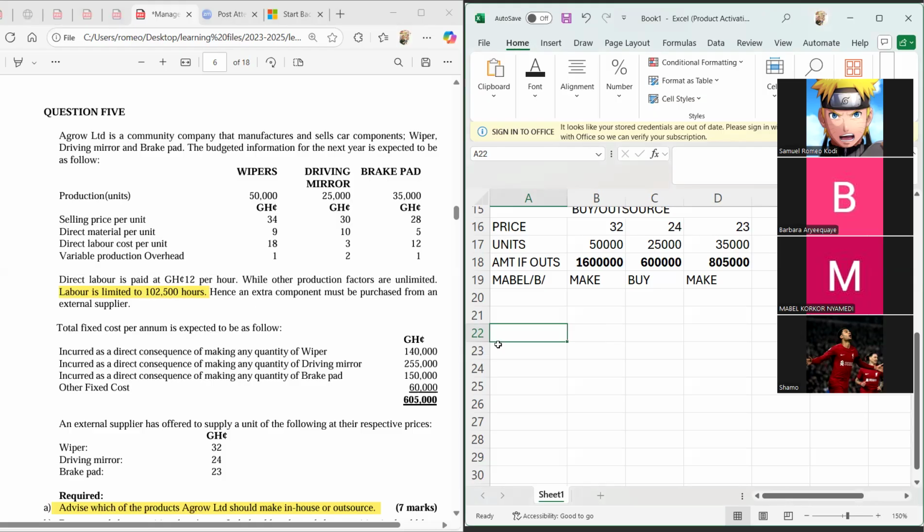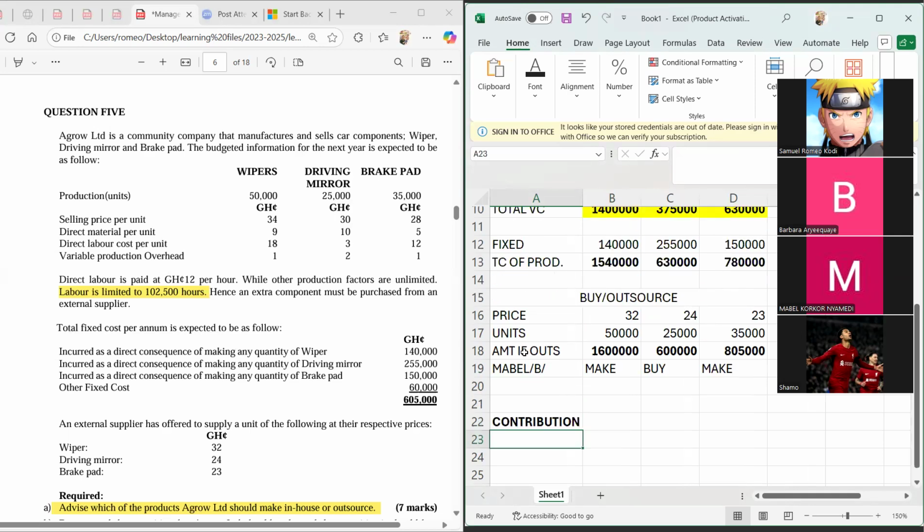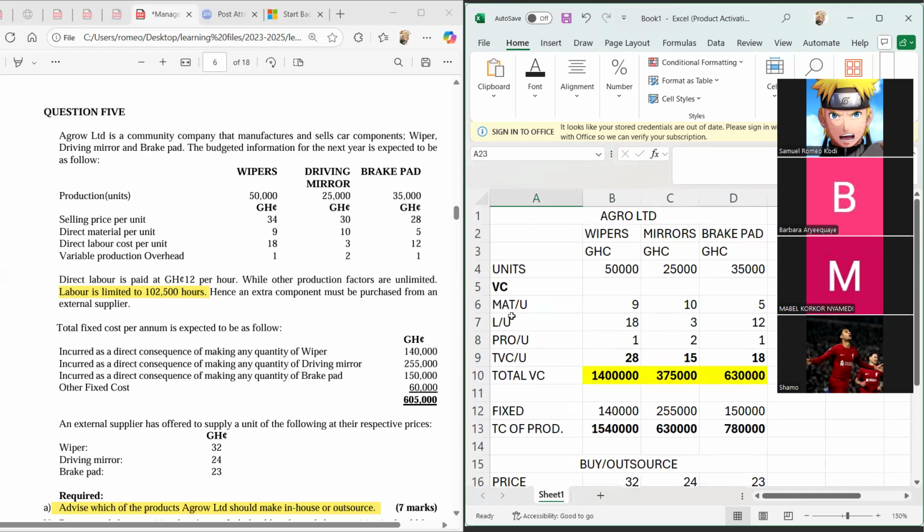So here we have to find our contribution, as I said. So anytime you see a limited factor, that means you have to find your contribution. But first, you have to know your limiting factor first. So our contribution. So this is our contribution. This is how you're going to calculate our contribution. We only pick these ones. These ones. See.